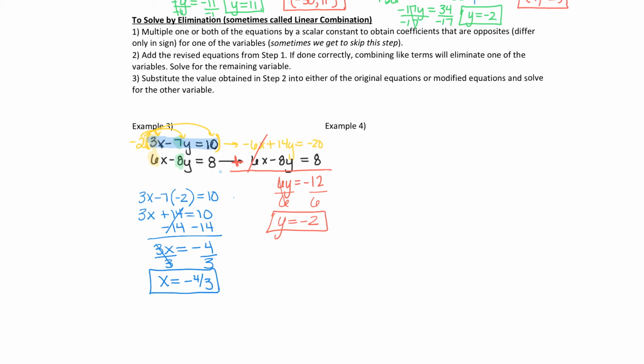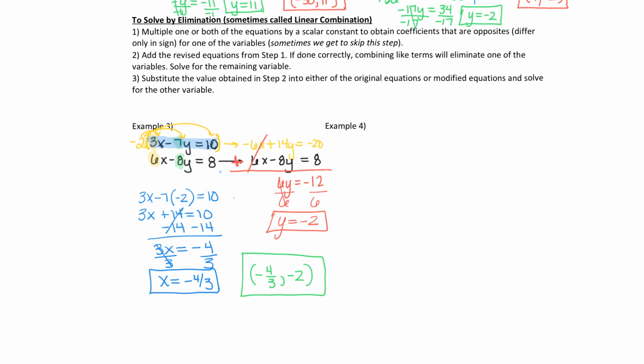Once I know both my x and my y, I can write my answer as an ordered pair. So this ordered pair represents the point that these two lines would intersect when they're graphed, negative 4/3, negative 2.